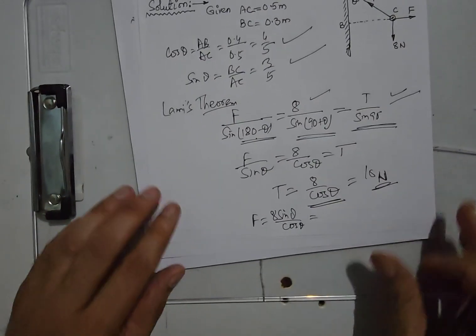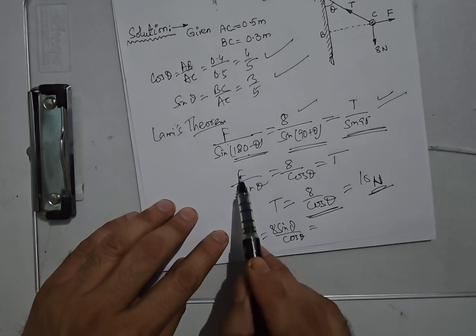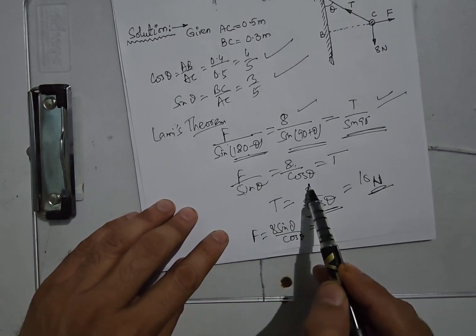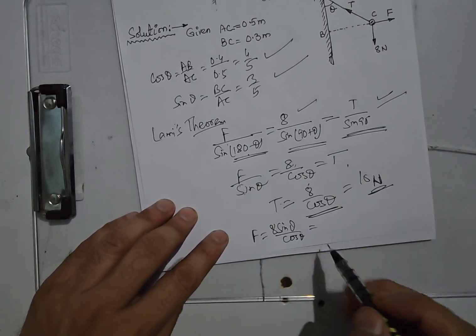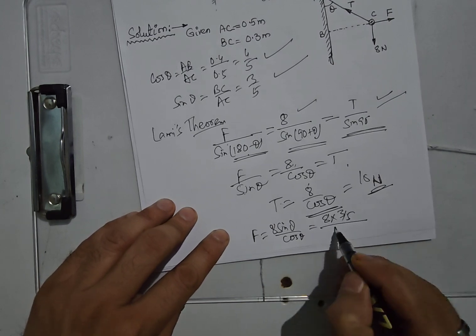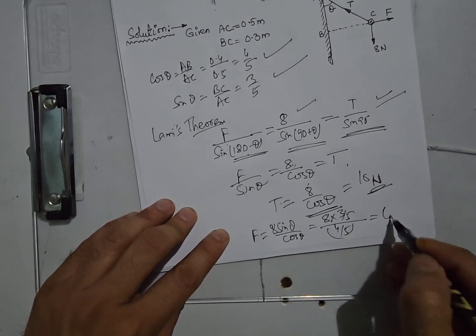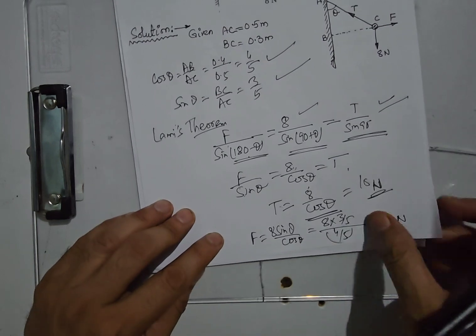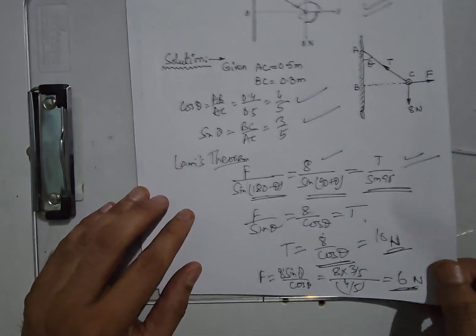See this one, from this expression F is equal to 8 sin theta upon cos theta, or simply T sin theta. If you solve this, putting the values 3 by 5 for sin theta and 4 by 5 for cos theta, you get the final answer as 6 Newton. So this is the answer for this particular problem. I think you get it.